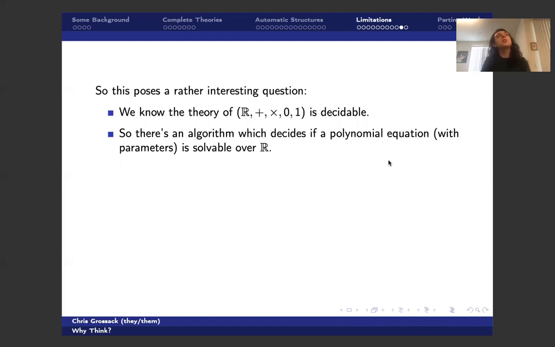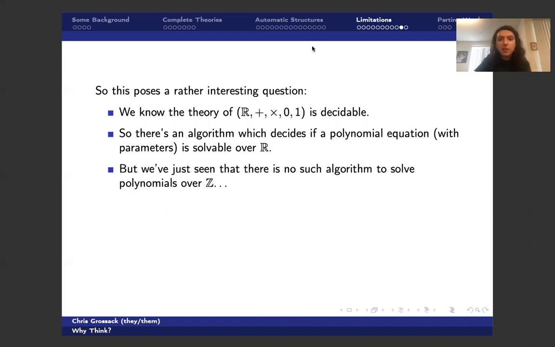Even in the most silly way, you can check if a polynomial is solvable over the reals by the following algorithm. Graph it and look at the x-axis, right? The real numbers were created to make solving equations easy. So this should make sense, that this should be decidable. But we've just seen stuff in chat.